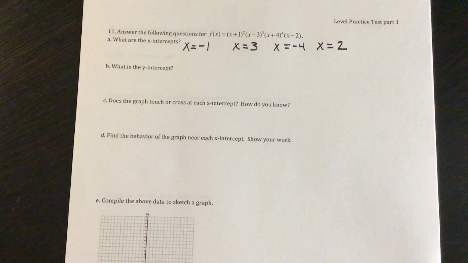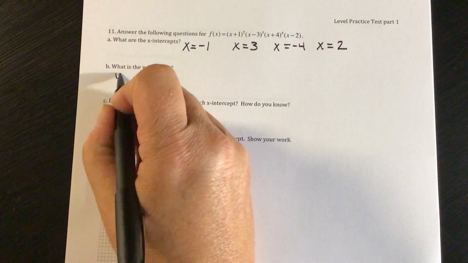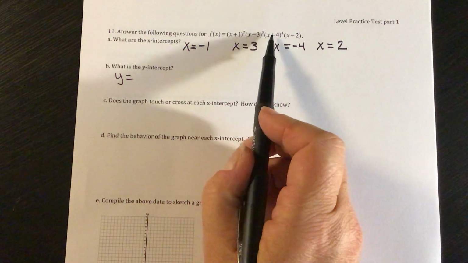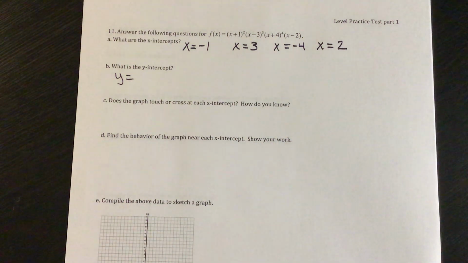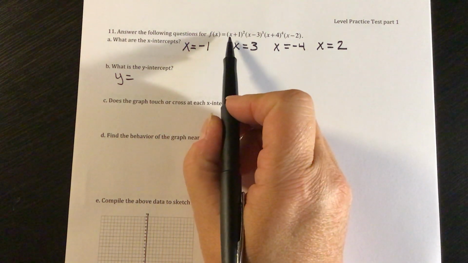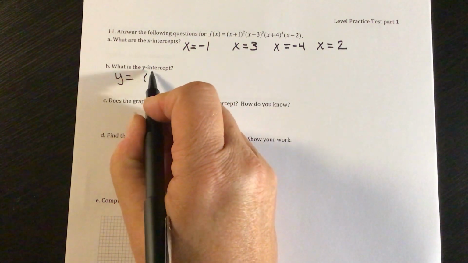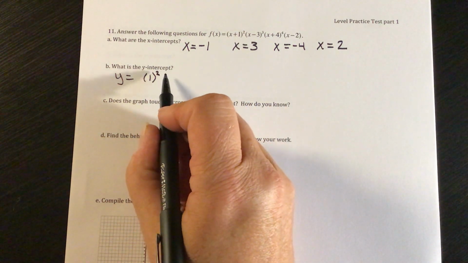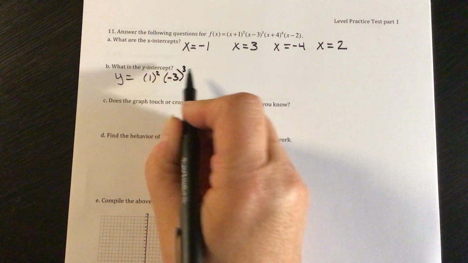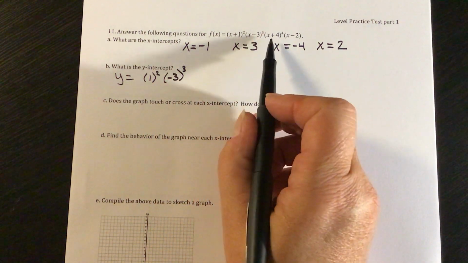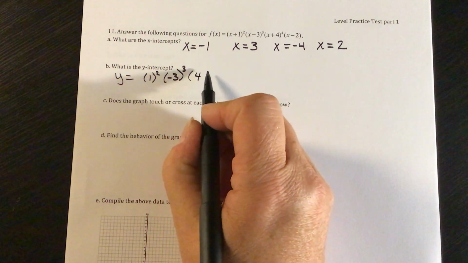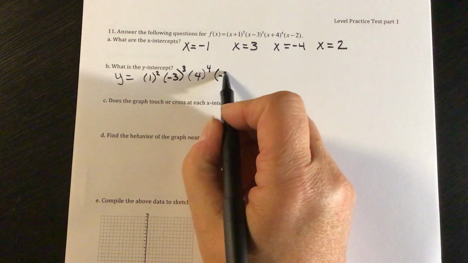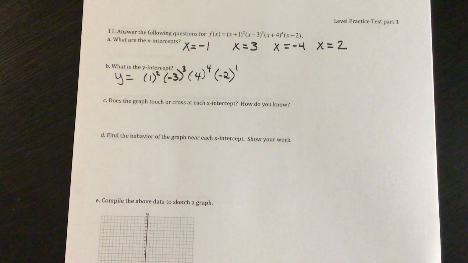Okay. The y-intercept is going to happen when x is 0. So in this function, if I plug in 0 for each of these x's, I will find the y-intercept. It's going to be a huge number. If I plug in 0, I'm going to have 1 squared. If I plug in 0, I'm going to have -3 to the 3rd power. If I plug in 0 here, I'm going to have 4. 0 plus 4 is 4 to the 4th power. And then if I plug in 0 here, I'm going to have -2 to the 1st power.